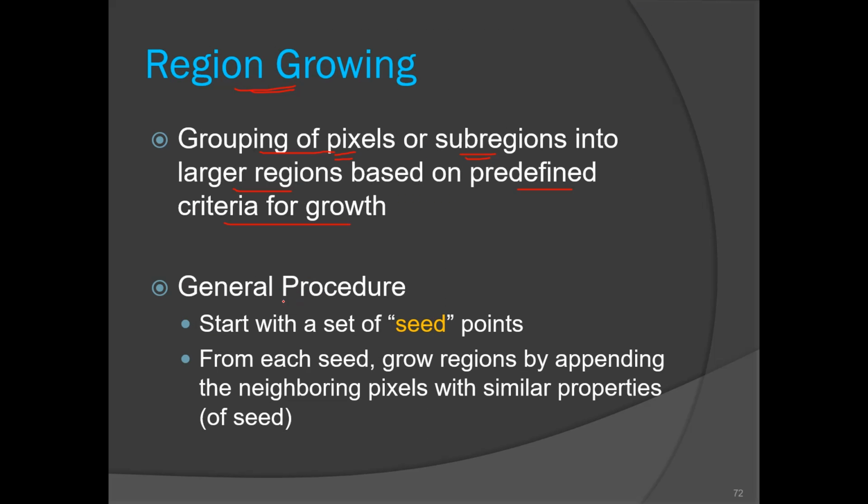So what is the general procedure? First we will find the seed points. We start with a set of seed points. In an image, first we find the seed points at different locations, and the method to find the seed points will also be different for different problems. Then from each seed point we grow the regions by appending neighboring pixels with similar property. You start growing the region around that pixel, and all the pixels in that region should satisfy that predicate.